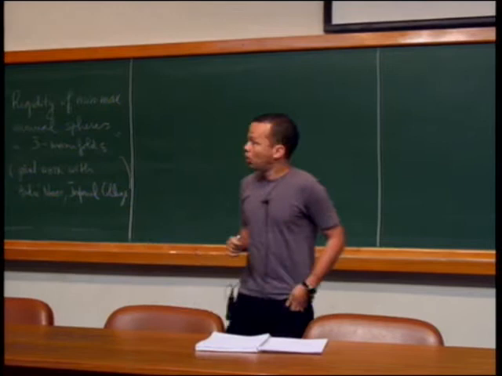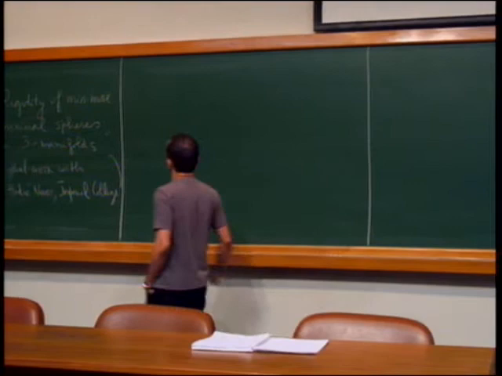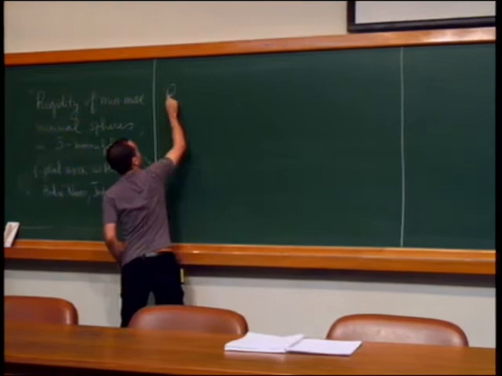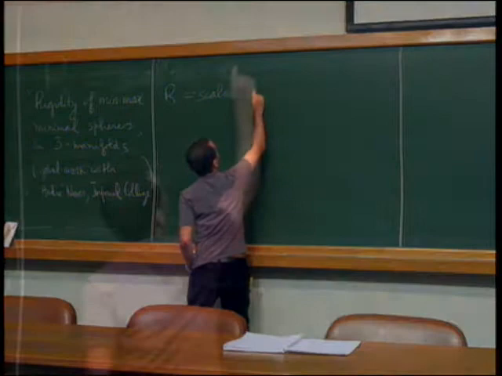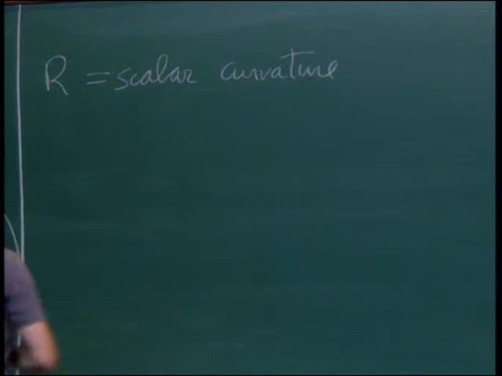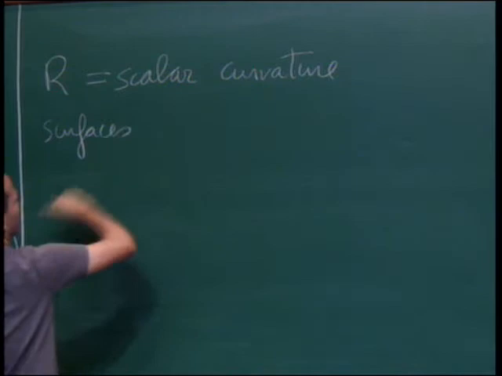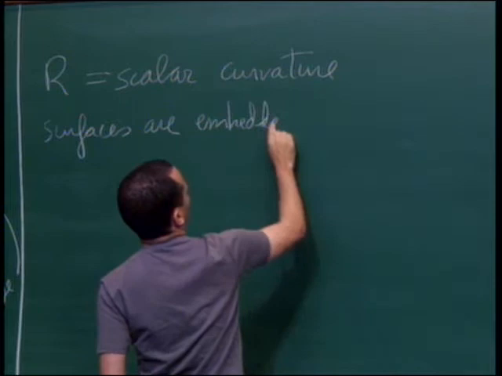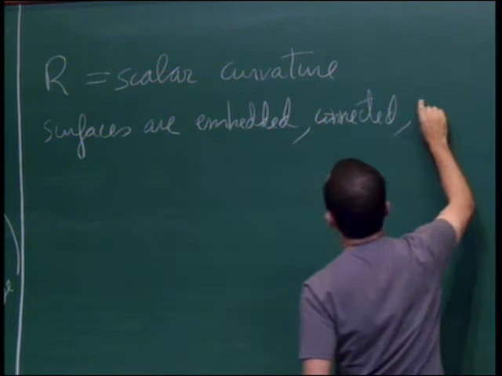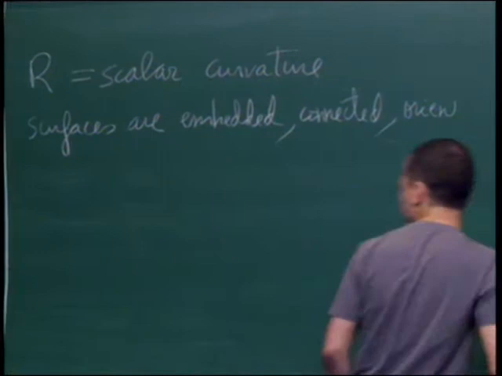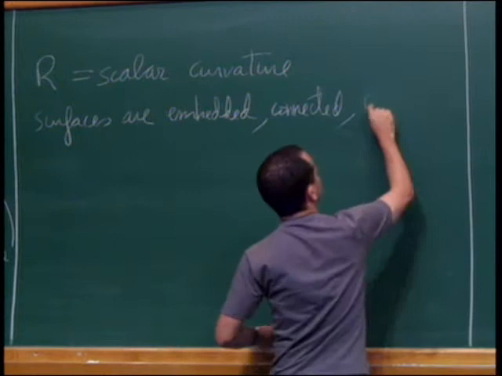So let me start with some motivation. First, some notation. When I say rigidity here, everything is with respect to lower bounds of the scalar curvature, which will be denoted by R. So R is going to be the scalar curvature of a given manifold. And when I say surface, it will always be embedded, connected, and compact.